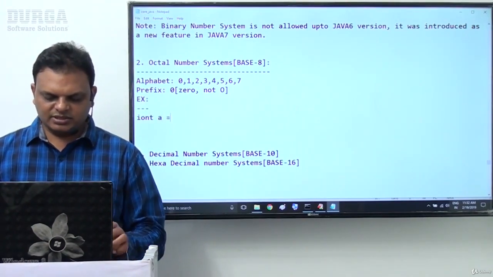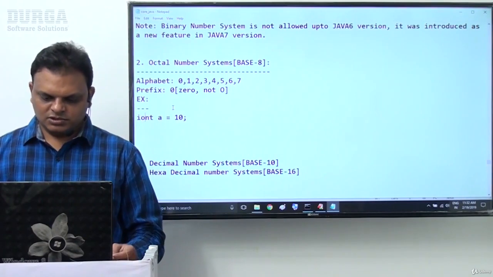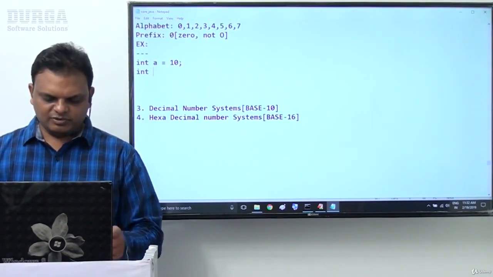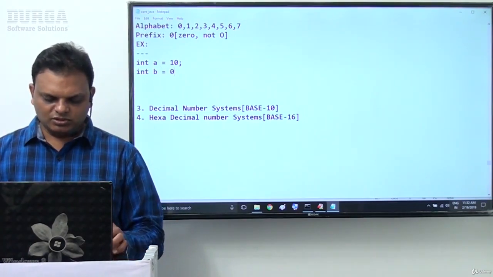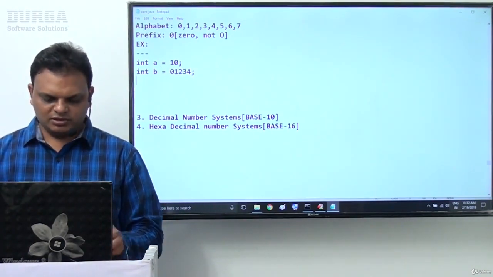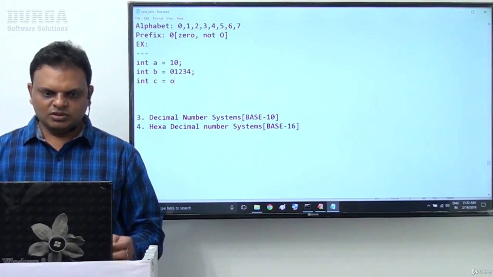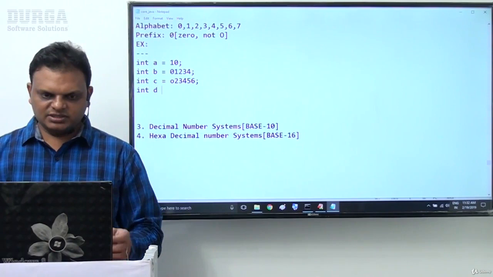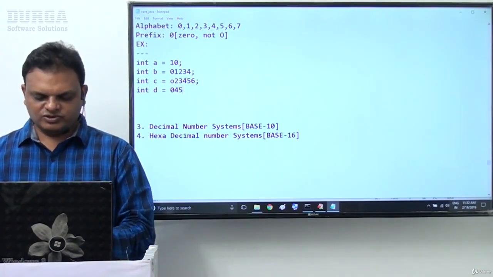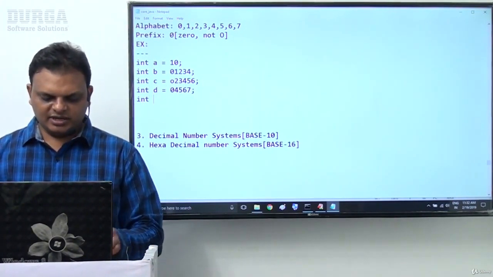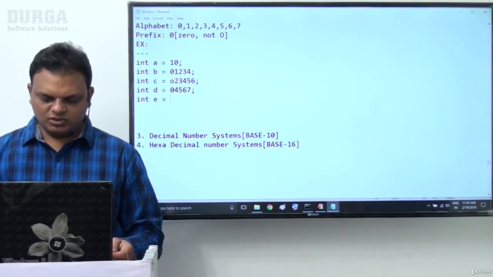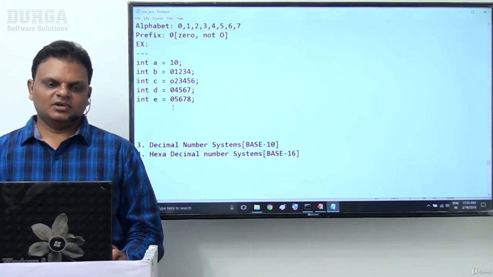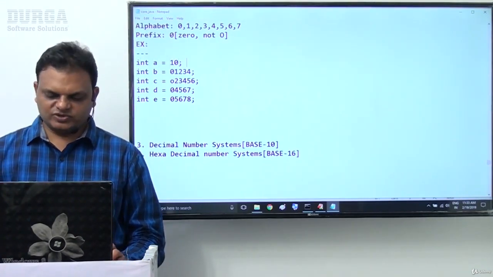Int a is equal to 10. Then int b is equal to 01234, semicolon. Int c is equal to O23456, semicolon. Int d is equal to 04567, semicolon. And int e is equal to 05678, semicolon. That's it. Now tell me what is the status of the first one here?